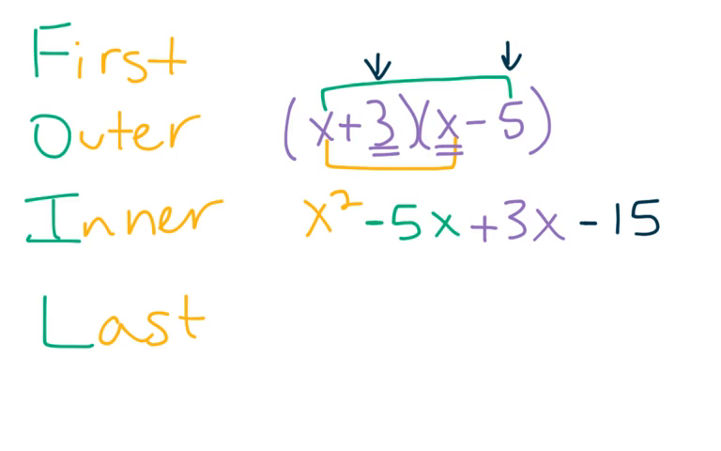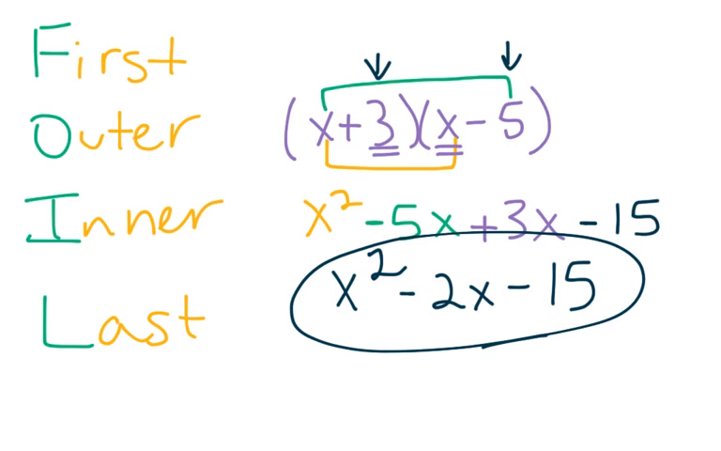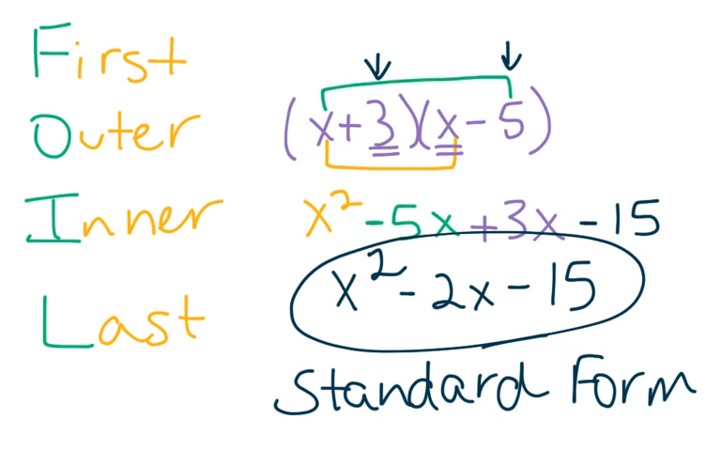Okay, am I done? No. Let's reduce, or combine rather. So we have x squared, negative 5x plus 3x is minus 2x, minus 15. And then we're done. So this is a quadratic in standard form, where A is my first term, my x squared term, which would be 1. B is my second term, which would be negative 2. And C is my third term, my constant, which is negative 15.